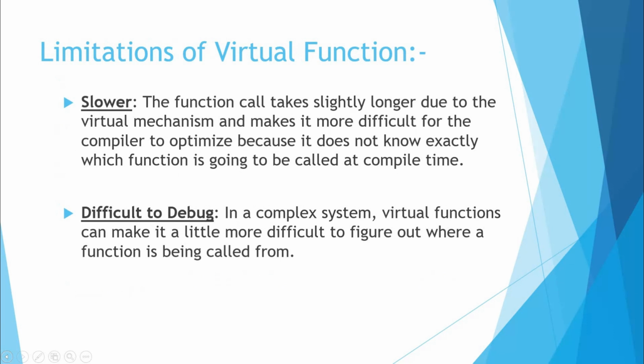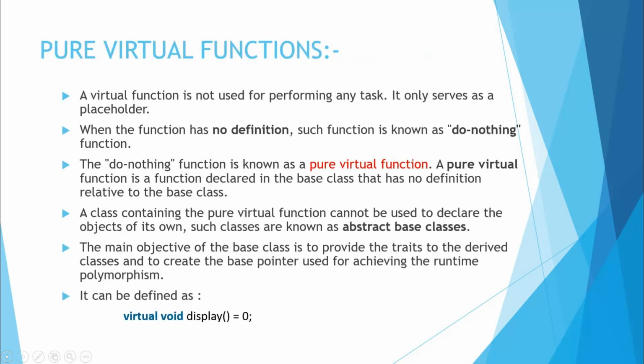Now there are some limitations of virtual functions. First is that it is slower. The function call takes slightly longer due to the virtual mechanism and makes it more difficult for the compiler to optimize, because it does not know exactly which function is going to be called at compile time. Second is that it is difficult to debug. In a complex system, virtual functions can make it a little more difficult to figure out where a function is being called from.